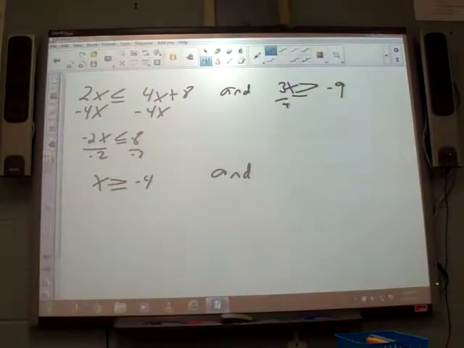Just divide by that 3. Do I need to flip my sign? Nope. Good, Mason, because I divided by a positive 3. I don't care about the 9. It doesn't matter. Poor thing. It's kind of like me. Doesn't matter.